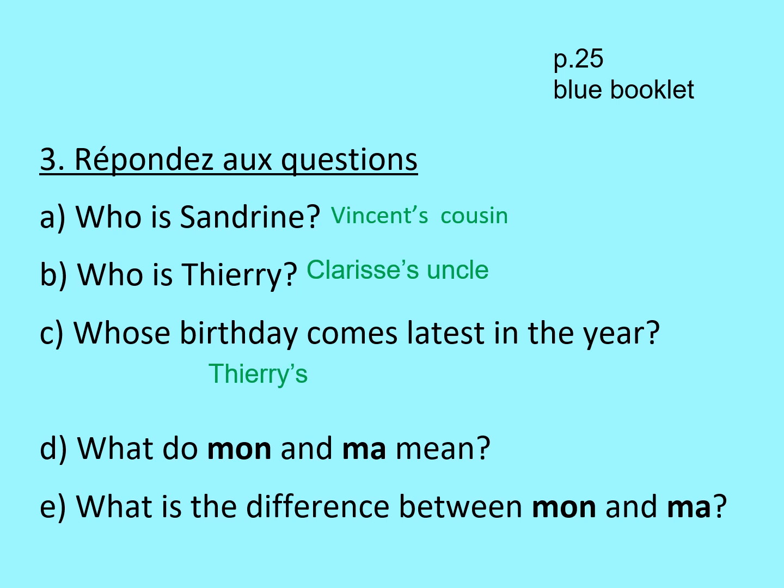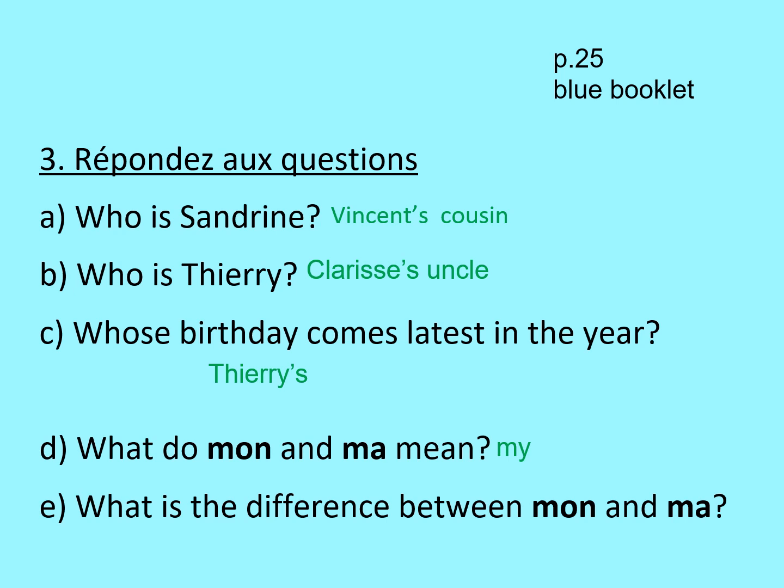and then the last two questions are grammar-based questions. So D is what do mon and ma mean? And they actually mean my. So there are two different words that we've seen here that mean my. There are actually three different words for my in French.